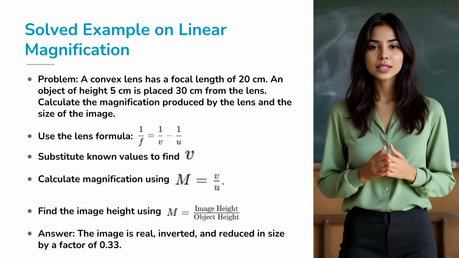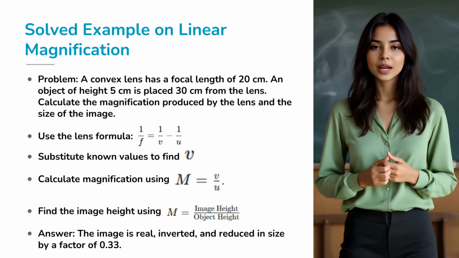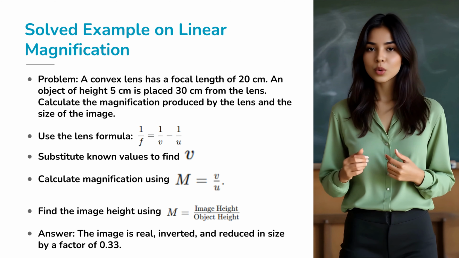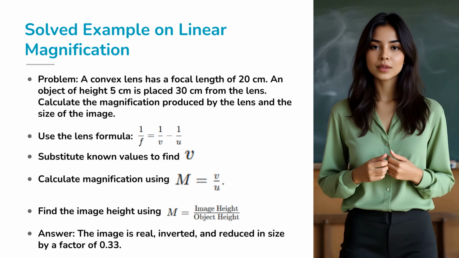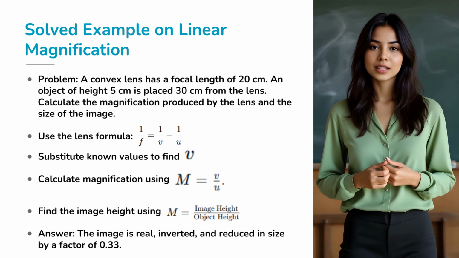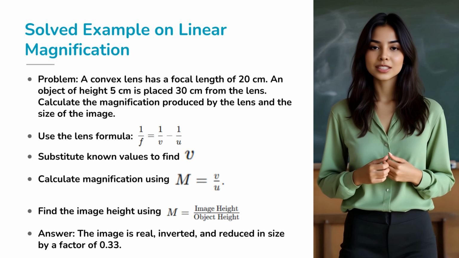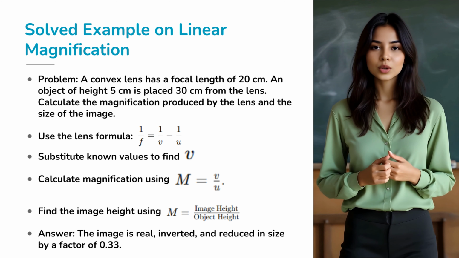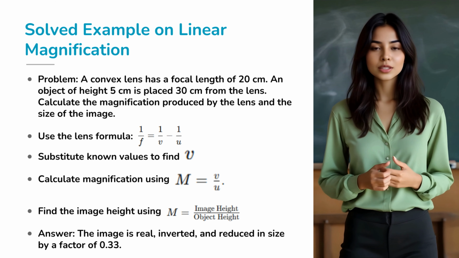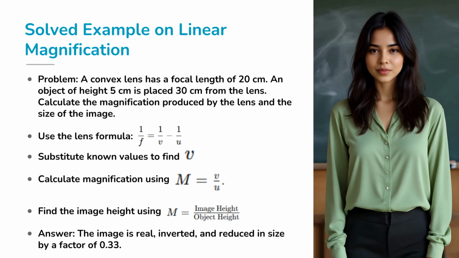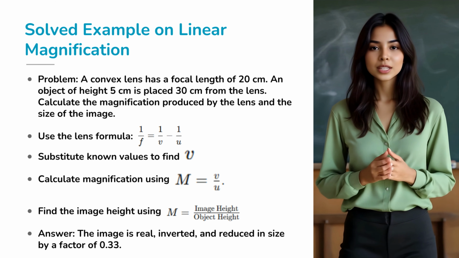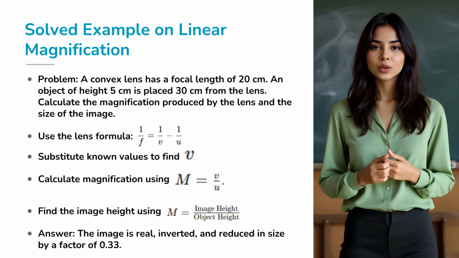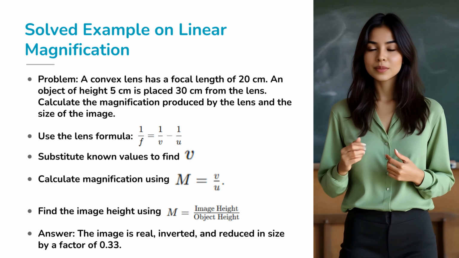Alright friends, let's put everything we've learned about magnification into practice with a worked out example. Here's the problem: a convex lens has a focal length of 20 centimeters. An object 5 centimeters tall is placed 30 centimeters away from the lens. We need to calculate the magnification produced by the lens and also find the size of the image.